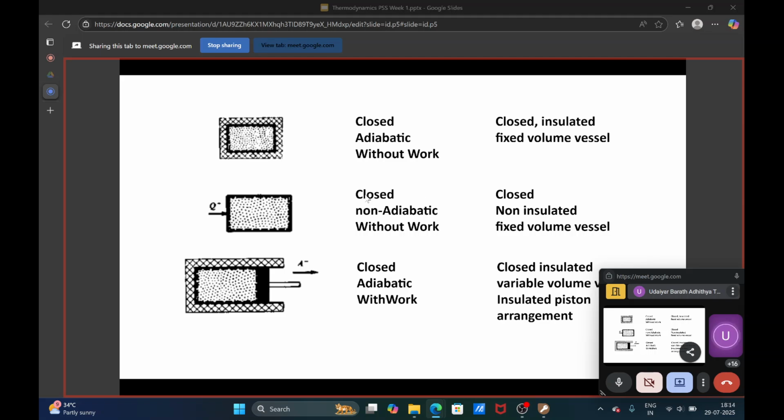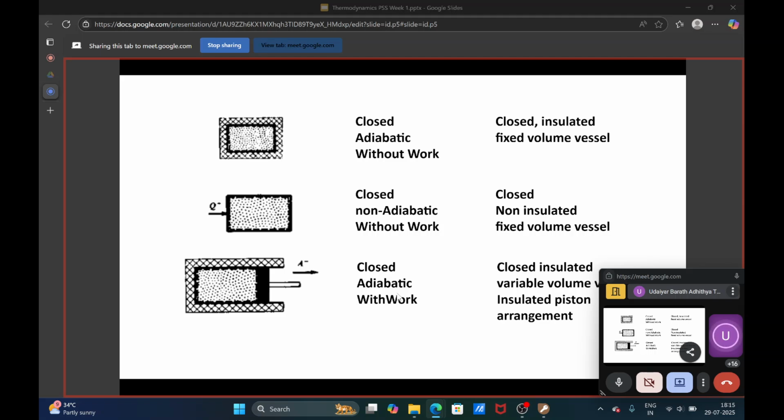Second is closed but non-adiabatic and without work. Non-adiabatic, so there is heat transfer here. In that case you have a system, you have some mass inside, but there is no mass transfer, but there is a heat transfer. So this is your control mass or a closed system. Again, if you take the same thermos flask example, the insulation is bad in this case. So you have heat transfer, and now it becomes a closed system.